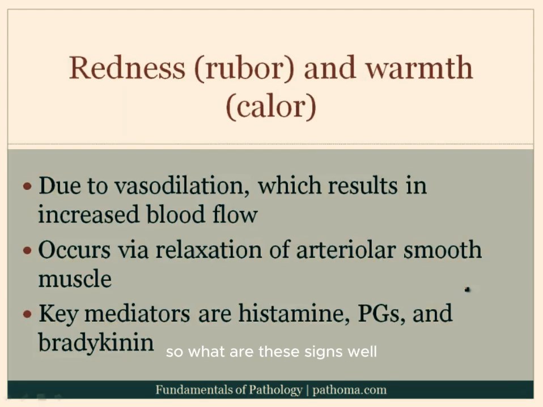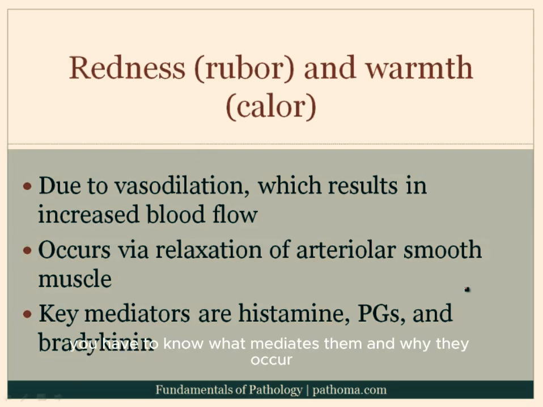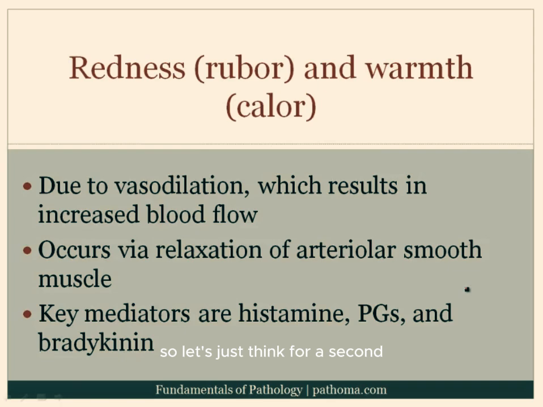So what are these signs? Well, these we're very familiar with. Rubor, or redness, and warmth, that's called calor. This is the first of the two key cardinal signs. It's not sufficient for examination purposes to just know the cardinal signs, but instead you have to know what mediates them and why they occur. So let's just think for a second. If we're going to get redness in a tissue, the way by which we're going to get redness is by increasing the amount of blood, because that's what's going to give the red color to the tissue.